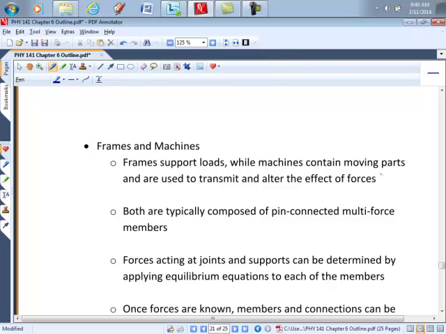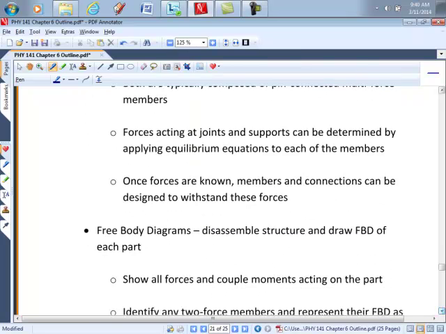For our purpose of our analysis in statics, we're going to treat a frame and a machine exactly the same. Both are typically composed of pin-connected multi-force members. So the forces acting at the joints and supports can be determined by applying equilibrium equations to each of the members. Basically breaking it down into more manageable sized pieces until we can solve the equilibrium equations. Basically, we need 3 unknowns for something that's acting in a plane, or 6 unknowns for something that's acting in 3 dimensions. Once the forces are known, members and connections can be designed to withstand these forces. So that's why we're doing this analysis.